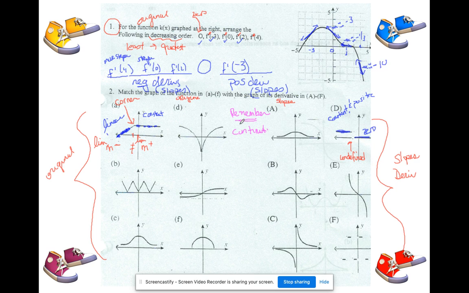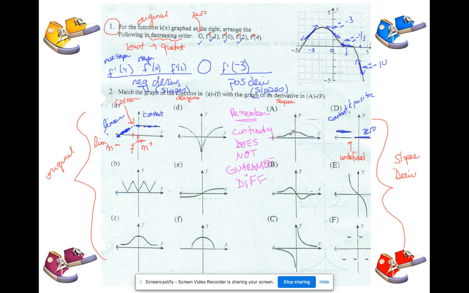Continuity does not guarantee differentiability. If you are continuous does not mean you are differentiable at every x, and in this case, we weren't differentiable. We had a corner, so our derivative graph was broken.